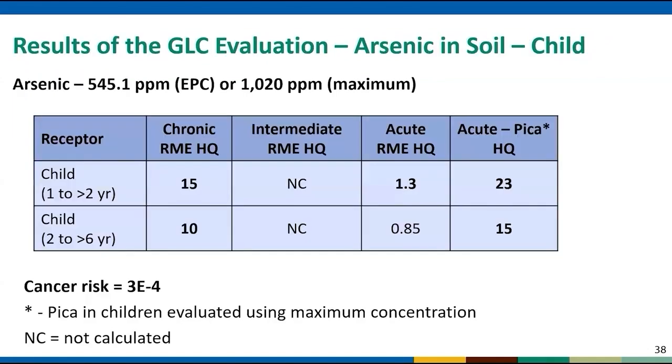This table presents the chronic, intermediate, and acute RME HQs, as well as the acute pica HQ for children at the daycare center. As shown in this table, there is a chronic HQ that exceeds 1 for both groups of children. The acute HQ exceeds 1 for the younger child. And when we look at the acute pica using the 1020 ppm maximum soil concentration, we find there is an issue with the pica child as well. The cancer risk of 3 times 10 to the minus 4 is well above the 1 times 10 to the minus 6 screening level.